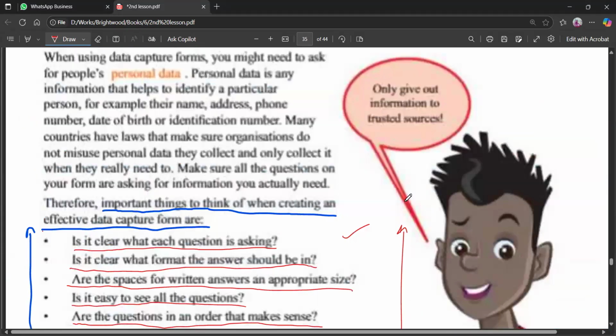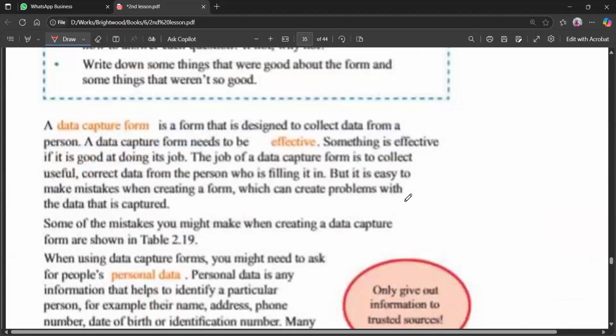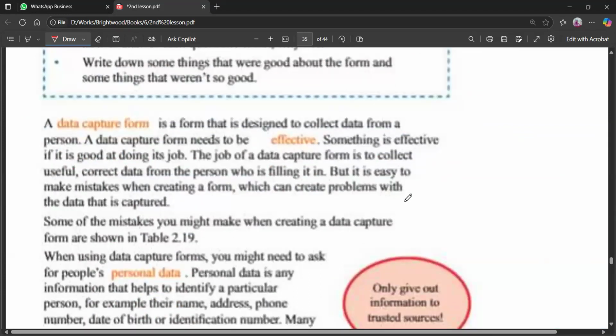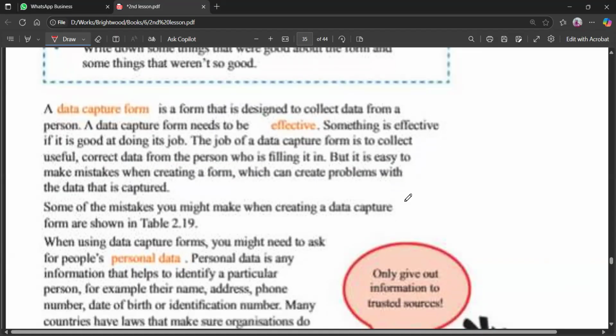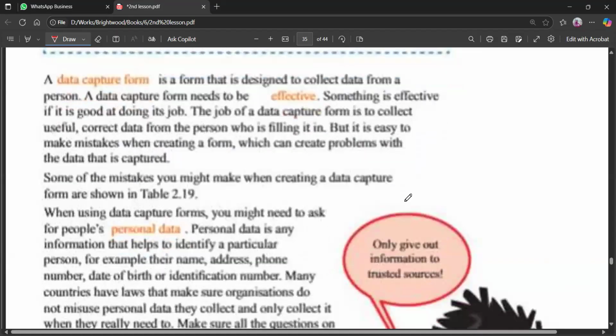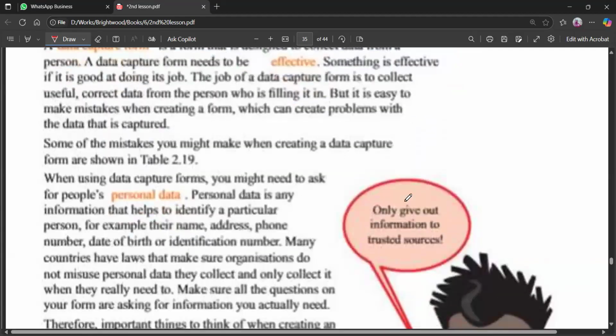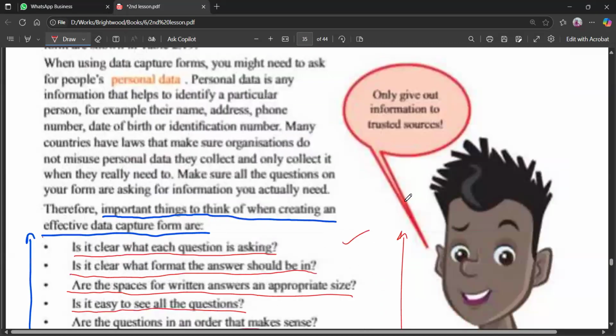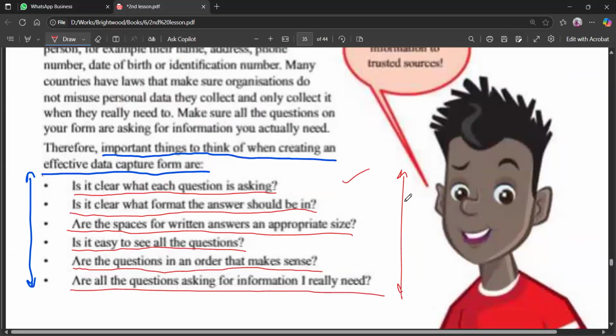Okay, what is a form used for? Collecting data from a person. So when you are creating a form, it should be effective. If it is taking more time, it is not good. There can be some mistakes when creating forms. You should always avoid those mistakes. Sometimes you need to ask about personal data, such as name, address, phone number, date of birth, identification number. But you have to think about whether it is needed or not.